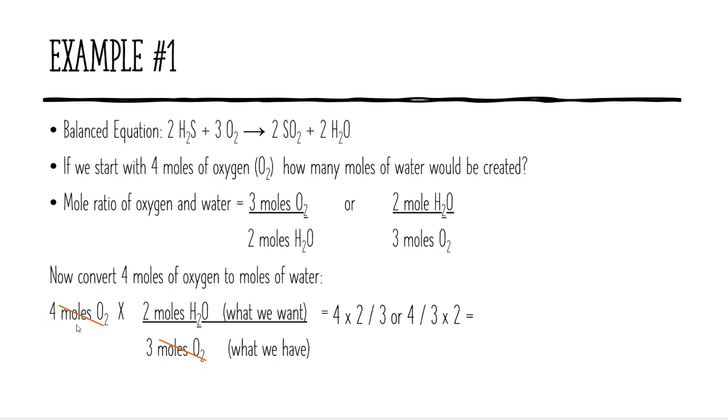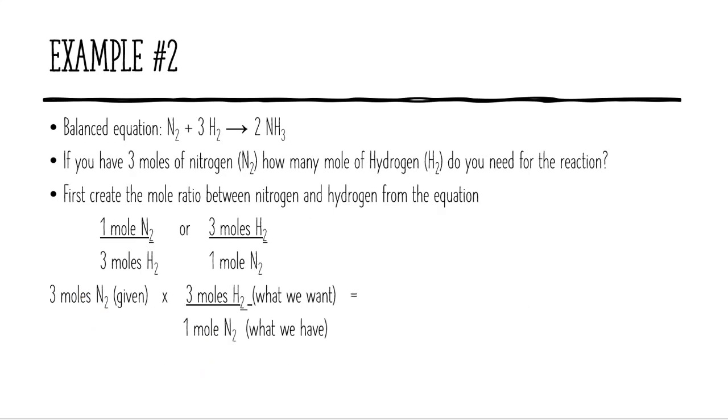And remember, it doesn't matter, but I'll go 4 times 2 divided by 3. If you did 4 divided by 3 times 2, you'd get the same answer. And it should be 2.67 moles of water. So if I mix 4 moles of oxygen in there and I have a ton of the hydrogen sulfide, I will get 2.67 moles of water. All right, let's look at another example.